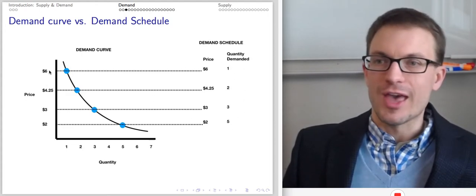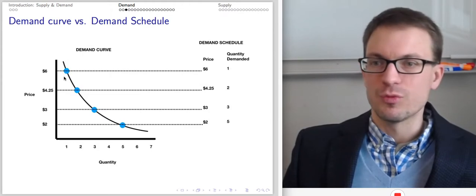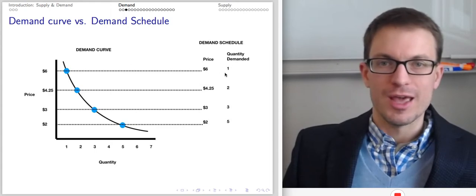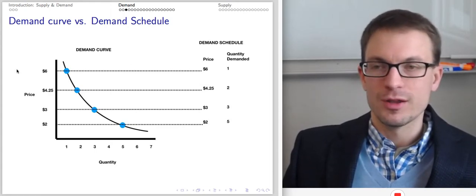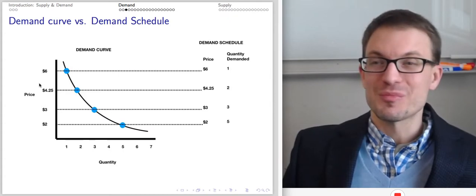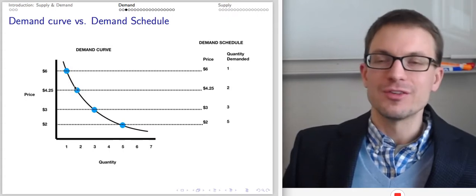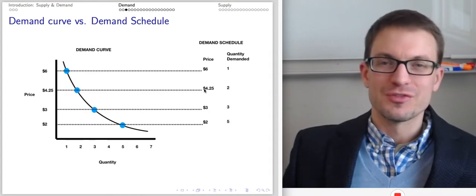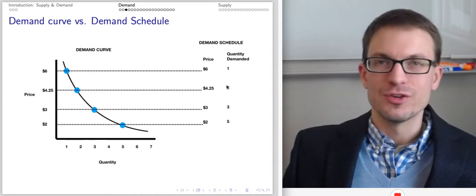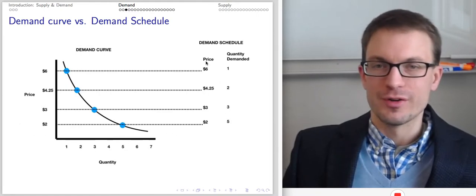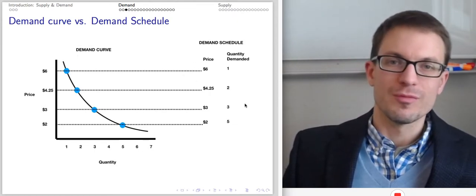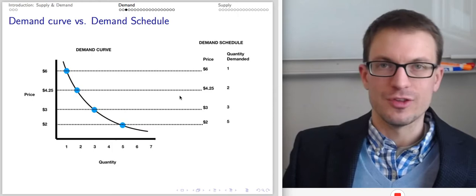So what this is saying is at a price of $6, the quantity demanded is 1. And we can see this either by looking at the graph or by looking at our demand schedule. At a price of 6, the quantity demanded is 1. If we move to a different price, say we go to $4.25, the quantity demanded rises from 1 to 2. So we see this in the table as well. As price falls from 6 to 4.25, the quantity demanded rises from 1 to 2. And so on and so forth throughout our entire demand relationship. So what we mean by demand is this entire demand curve or this entire demand schedule. And either way, it contains the same information.